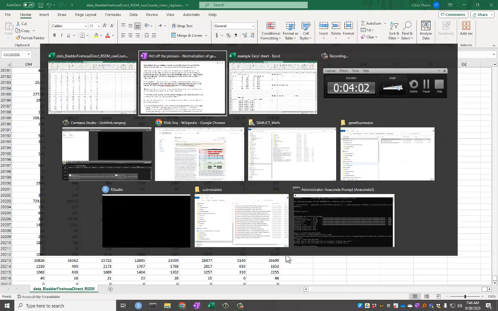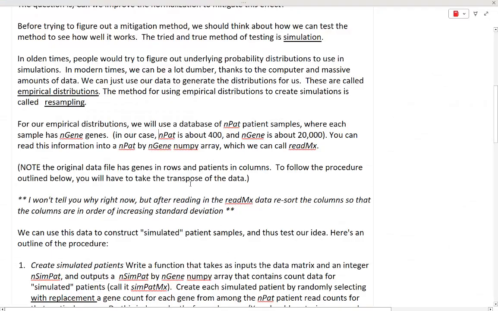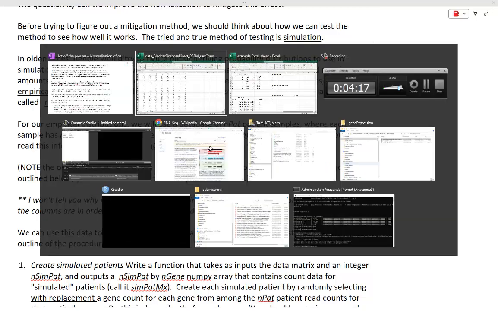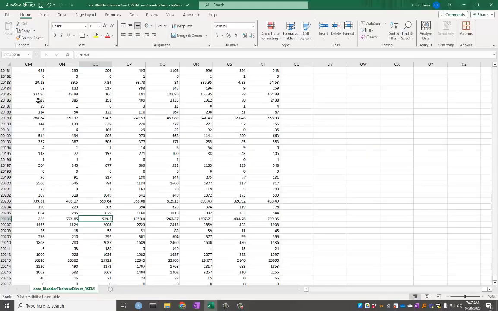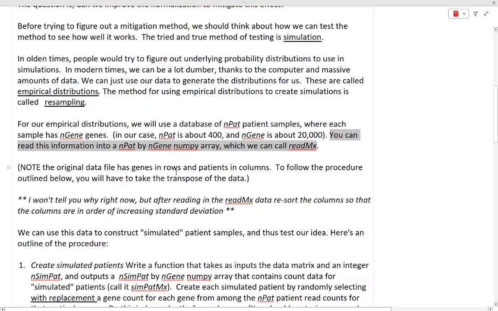All right, so let's see. You can read this information into an NPAT by NG NumPy array, which we will call read matrix. Notice that the original database, as I said before, has genes in rows and patients in columns. So you will have to take the transpose. That's what this says here.